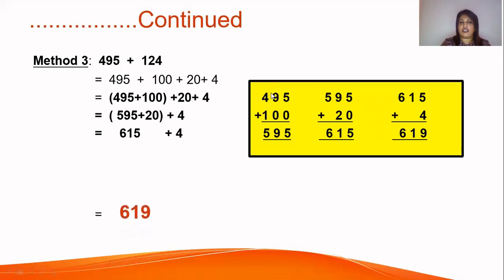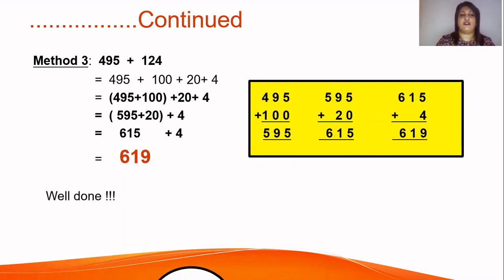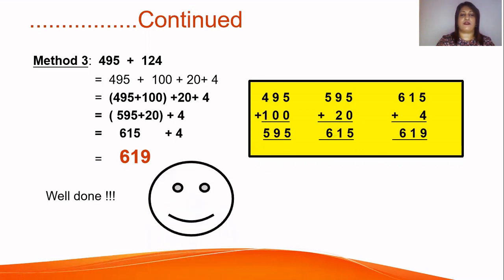So this is on the right hand side in the block. This is how I worked it out. 495 plus 100 gave me 595. I put it in here. Then I added 20 plus 4. Then 595 plus 20 gives me 615. There's my answer, plus 4. Then I worked out the final answer and I put it down there. And that's how we get our 3 answers. Excellent. I'm sure you did well for that. So here's a smiley face for all you ones that got it right.